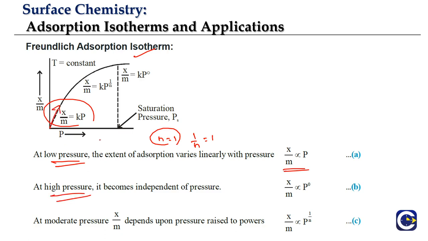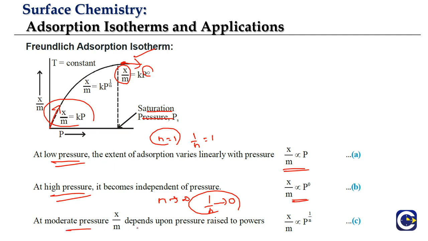And at very high pressure, when we go beyond the saturation pressure, what we see is x by m will be independent of pressure. So there we explain it by taking the value of n to be very large. Thereby 1 by n will be approaching 0, and the relation will be x by m is equal to k into p power 0, which is independent of the pressure.